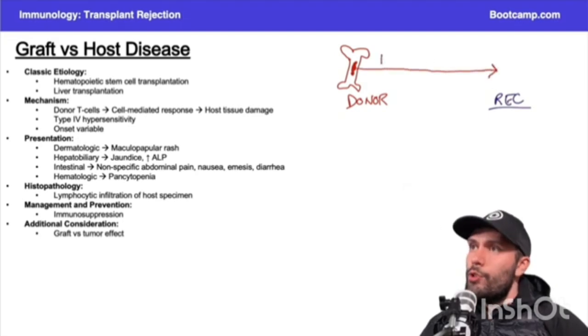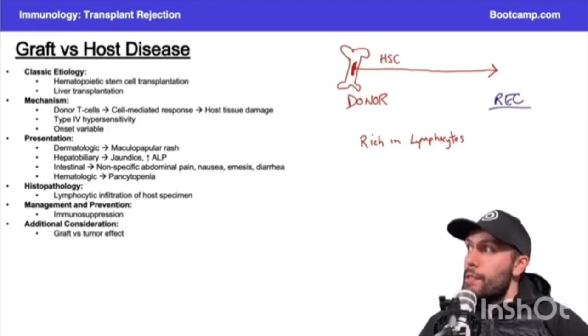Now remember that when you do a hematopoietic stem cell transplant, a lot of these cells are going to be very rich in lymphocytes. So we'll put rich in lymphocytes in this region. When this donor gives this tissue that's rich in lymphocytes to the recipient, these lymphocytes might start floating around the blood and eventually might recognize some of the tissues in the recipient.